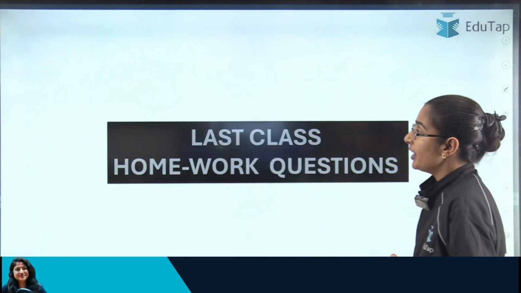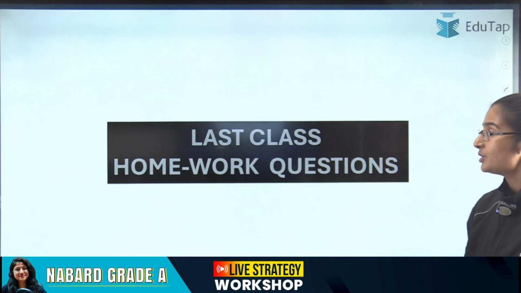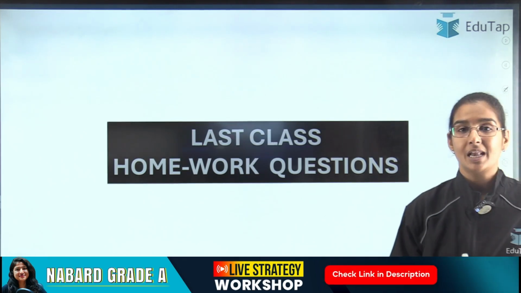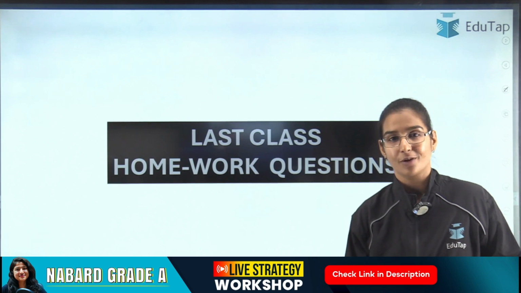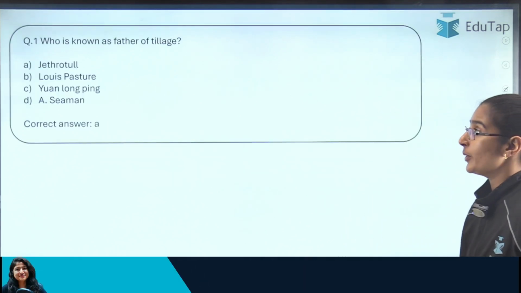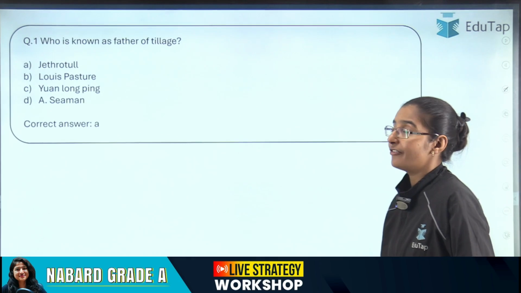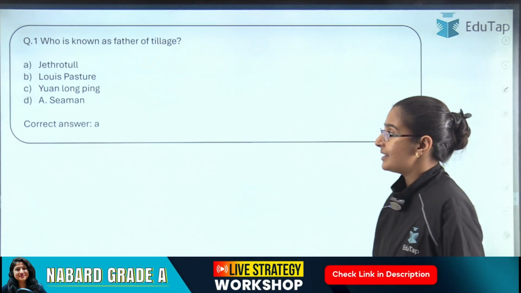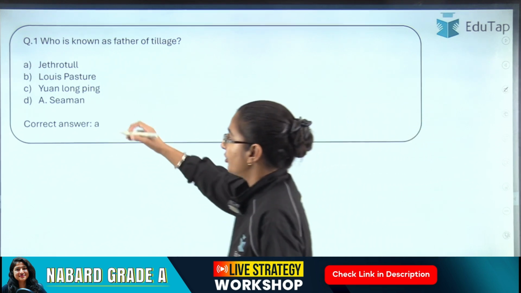All right. Now coming to the homework questions which I gave you in the last class, we are going to discuss the answers of those questions now. So the first question was, who is known as the father of tillage? So the correct answer here is option number A, Jethro Tull.